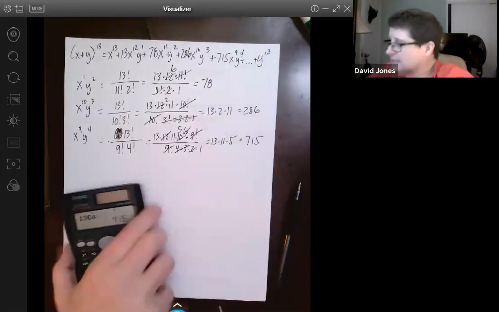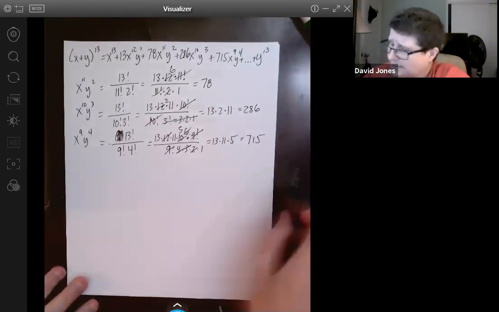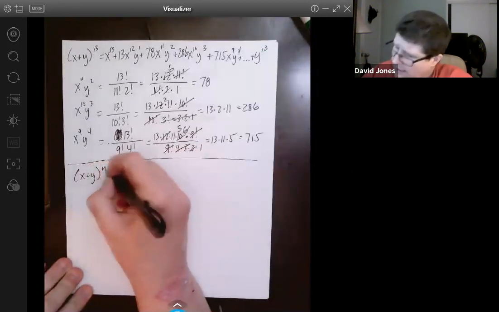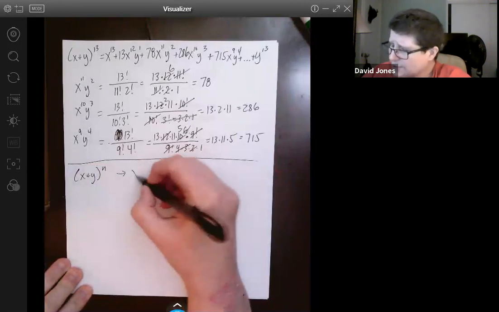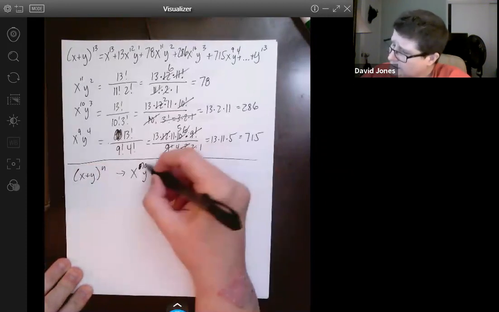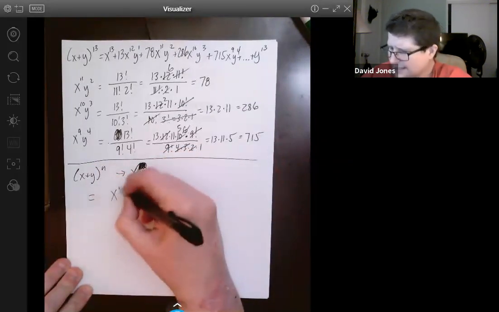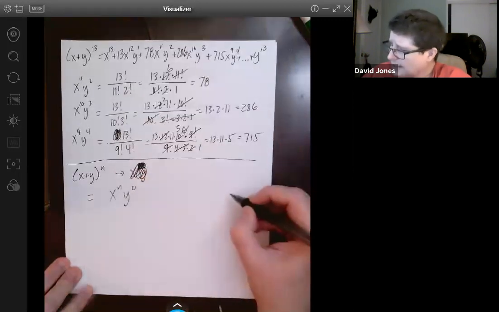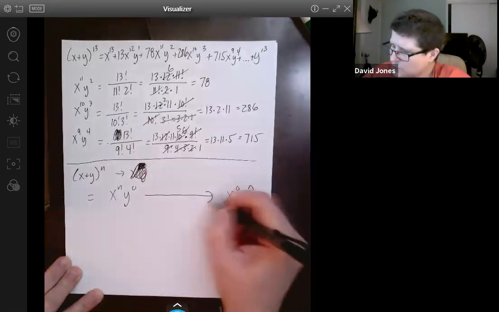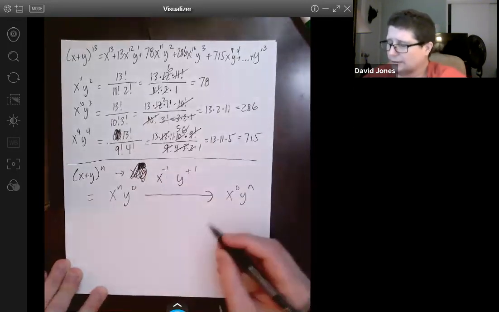So the coefficients, so (x plus y) to the n, they follow the pattern. We start off with x to the n, y to the 0. And at the end, we have x to the 0, y to the n. And as we go this way, x decreases by a power, y increases by a power.